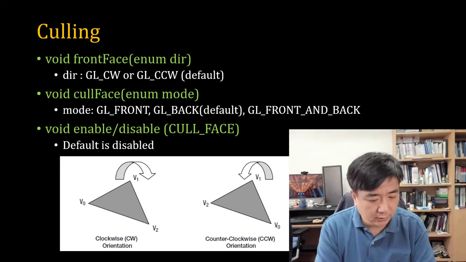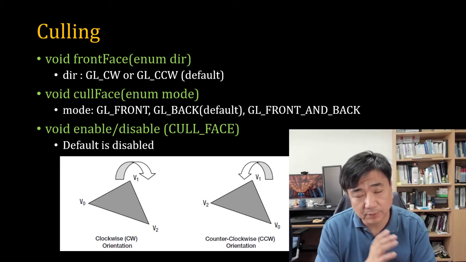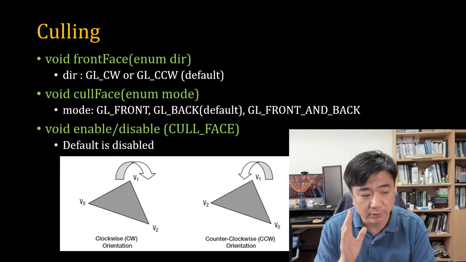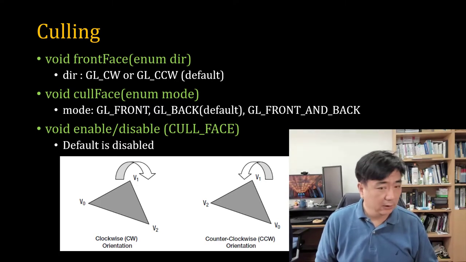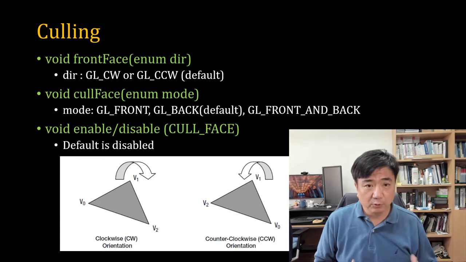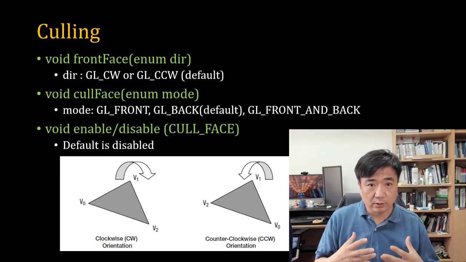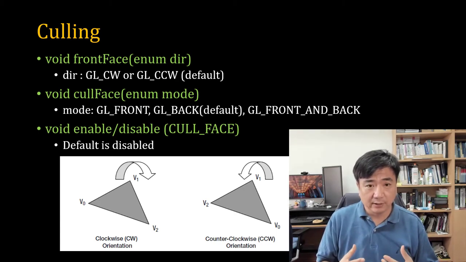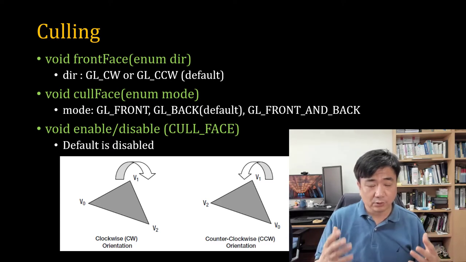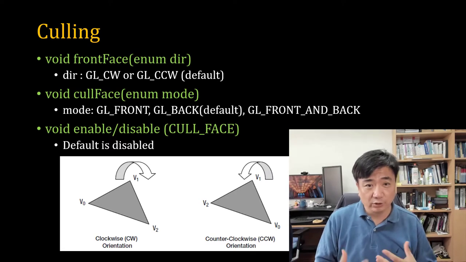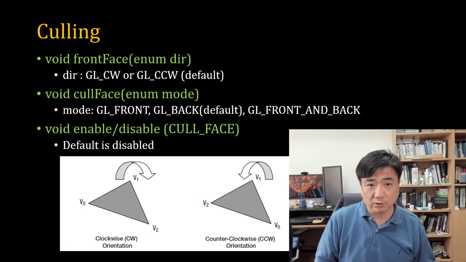Culling is not really a part of the per-fragment operations, but it is a very important operation for the performance of graphics rendering. If we use culling efficiently, we can reduce the number of triangles by half. We don't have to draw them, so we can achieve 2x faster performance with proper use of culling.